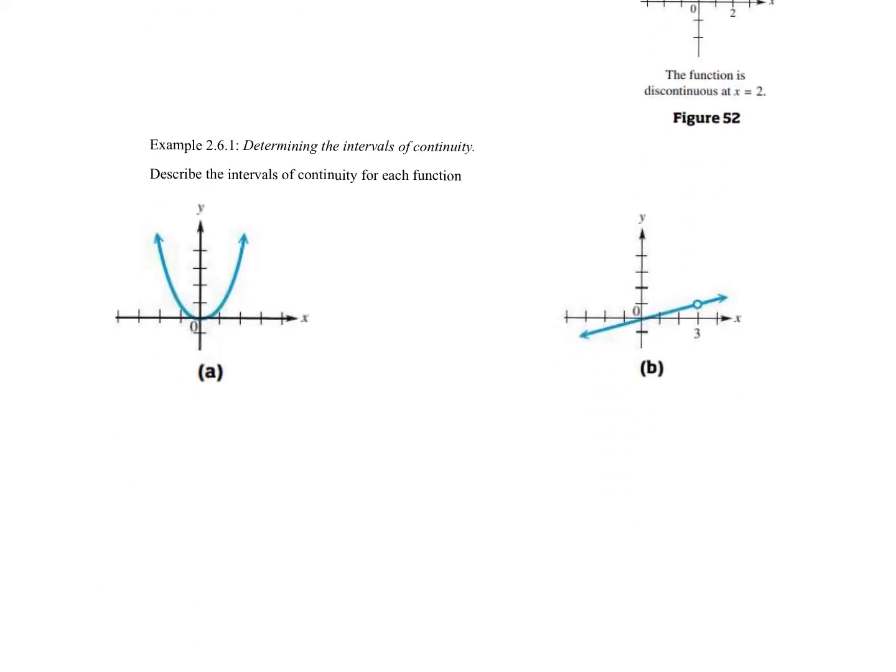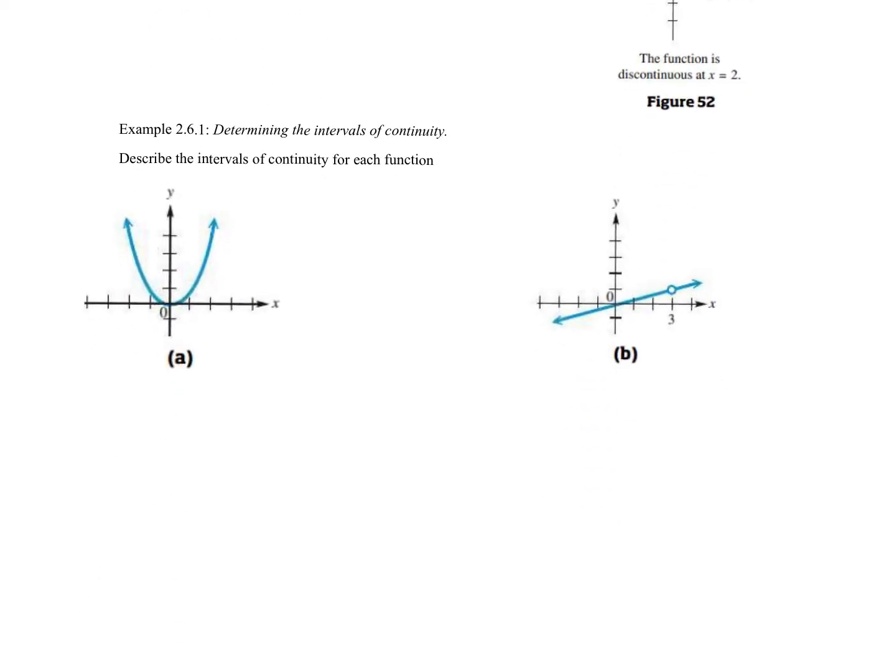Okay, and the first examples that they present to us are just asking, hey, where are these graphs of functions going to be continuous? So looking at part A, you can see that this graph is always continuous. It never has a break in it. It makes that smooth parabola from being a squared function. So this one will be continuous from negative infinity to positive infinity.